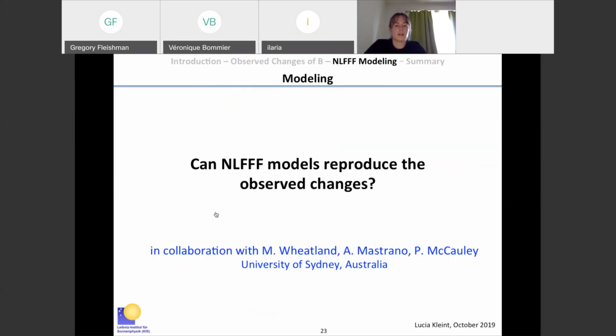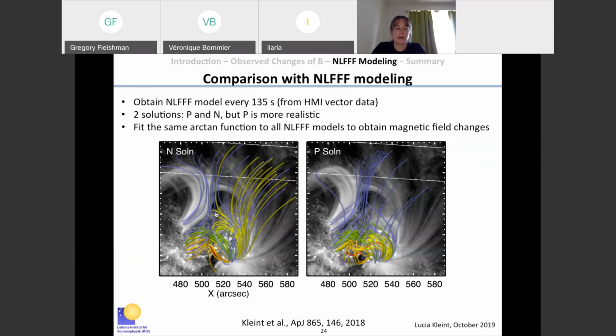The second part that I would like to talk about is modeling. We have done nonlinear force-free field modeling in collaboration with the group of Mike Wheatland at the University of Sydney, and they calculated all these models to compare if the models can reproduce the observed magnetic field changes. Nonlinear force-free field modeling requires an assumption of a base magnetic field distribution, and for that HMI was used. Every 135 seconds there is a vector magnetogram from HMI, which was used as a boundary condition.